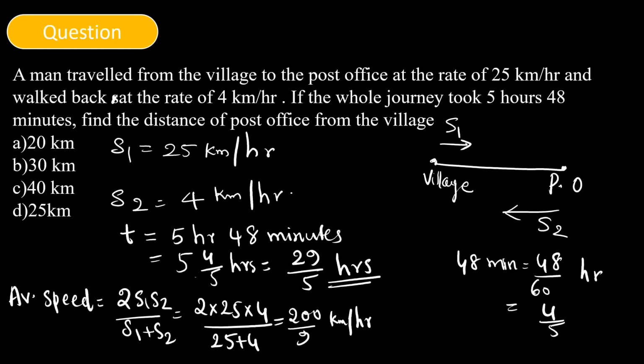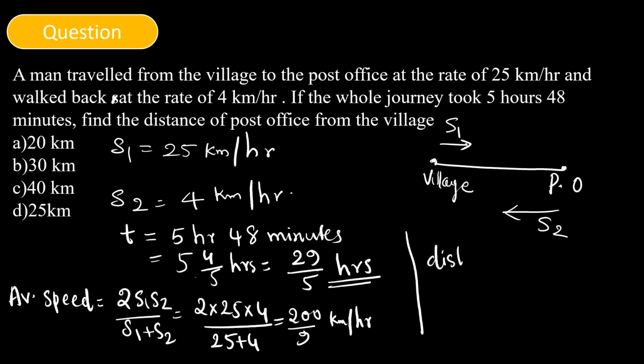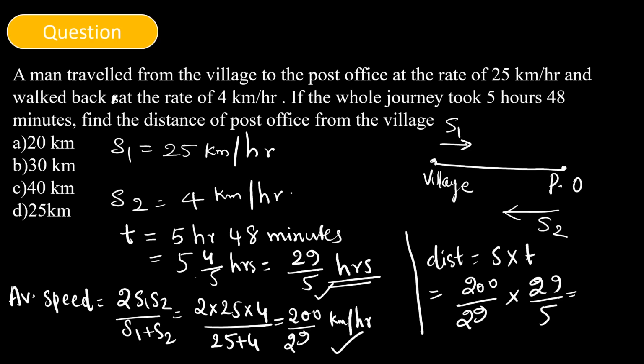Now we have to find the distance. The distance is equal to speed into time, that is the average speed, 200 divided by 9, into time, which is 29 by 5. The 29 cancels, so it is 200 by 5, which is equal to 40.